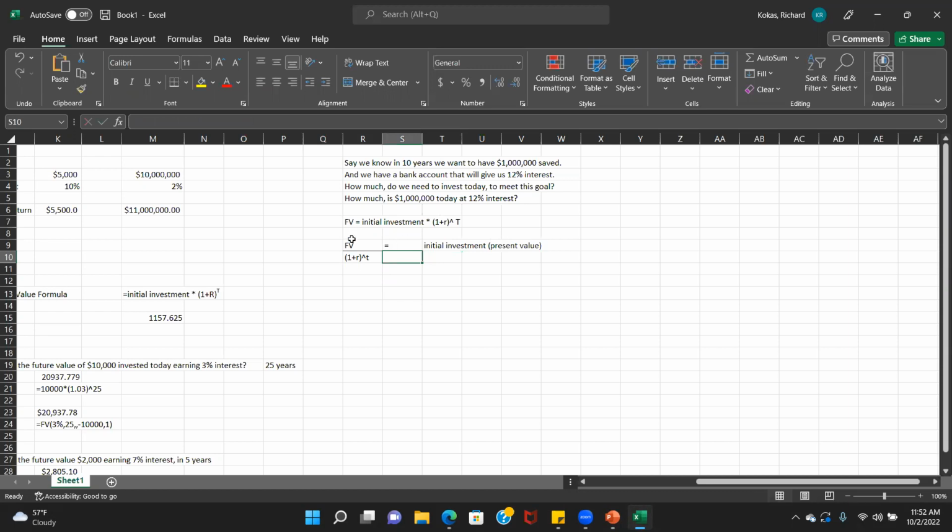So look, right here's our formula. We take the future value, because now we're going to be given the future value, and we're trying to find what the value today is, and we divide it by 1 plus the rate raised to the T for time.